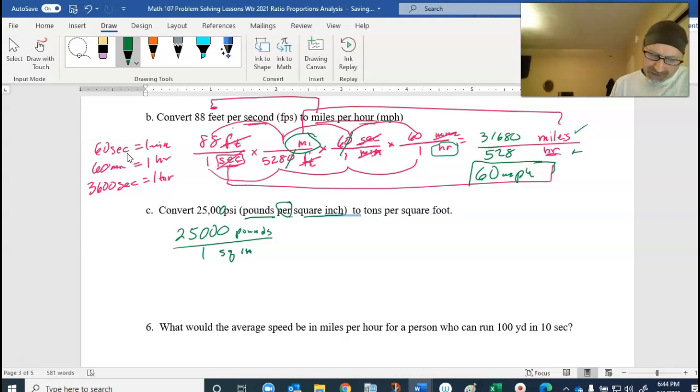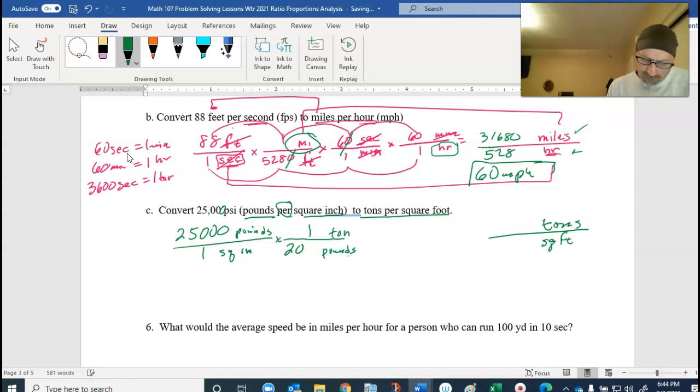Now, pounds has to change. Notice this is what we're going to go to: we want tons over square feet. So one thing we're going to have to do is change pounds to tons. You may need to look that up. How many pounds are in a ton? And again, emphasize that if pounds is in the numerator, we put it in the denominator so it'll reduce out. And it says 1 ton will be the same as 2,000 pounds.